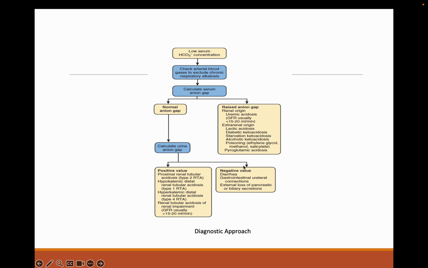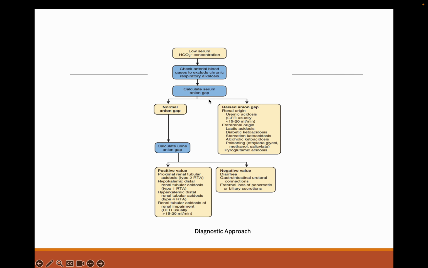If the urine anion gap is negative, you can check urine osmolarity also. If urine osmolarity is more than 75, the kidney is functioning normally, which means an extrarenal cause. If urine osmolarity is low, ammonia is not secreted properly, that is a renal cause. So urine anion gap negative means diarrhea, constipation or any extrarenal cause per se.